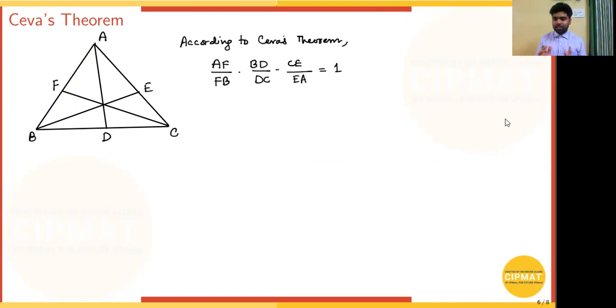Now, this is a very cool theorem. How do you remember this? Why is it a cool theorem, by the way? It's a cool theorem because this applies to any kind of triangle such that three lines are intersecting at one point, passing through the vertex. This is going to hold.